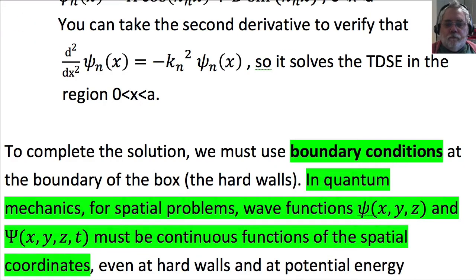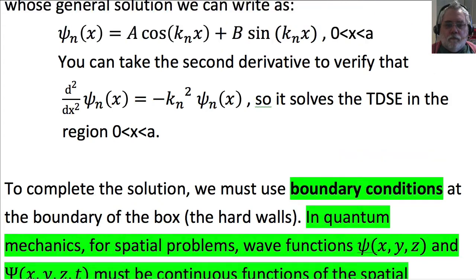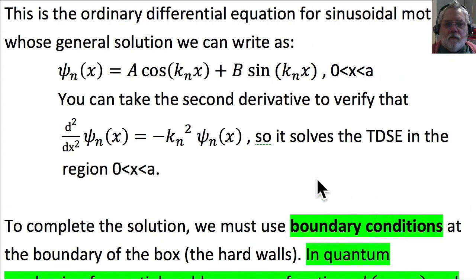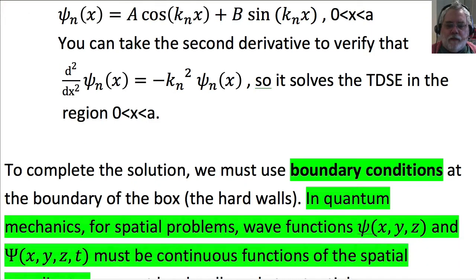To complete the solution, we must use boundary conditions at the boundary of the box, the hard walls. Right now, we have arbitrary constant A and arbitrary constant B, and we have not matched up the region within the box with the regions outside the box, and we need to do that.